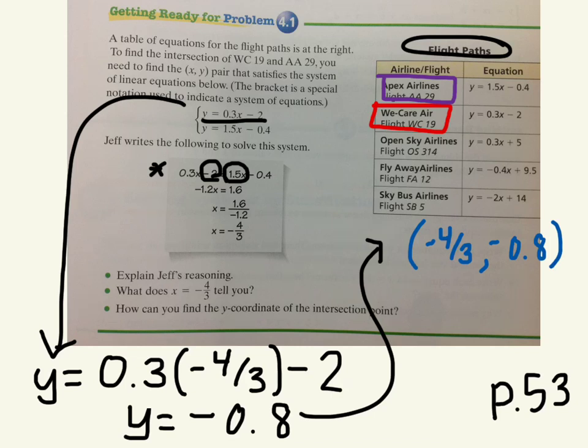So in the context of this problem, the flight AA29 and the flight WC19 would intersect, their flight paths would intersect at the point negative 4/3, negative 8/10 if you were to graph their paths on a coordinate grid.